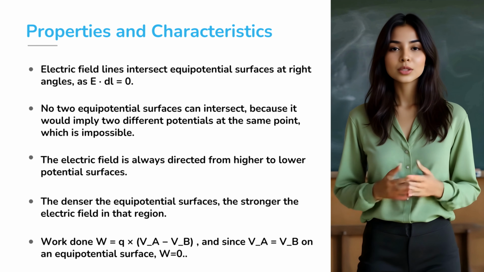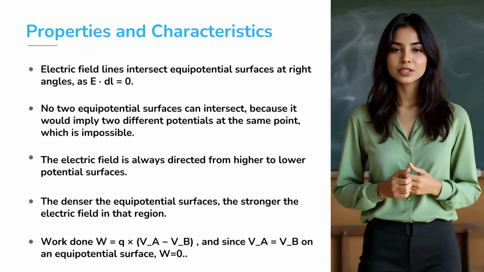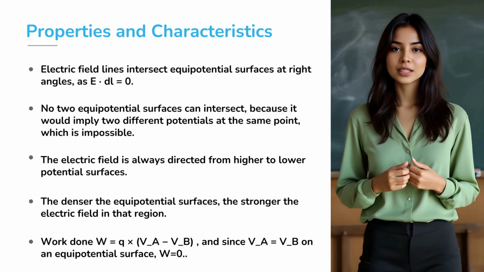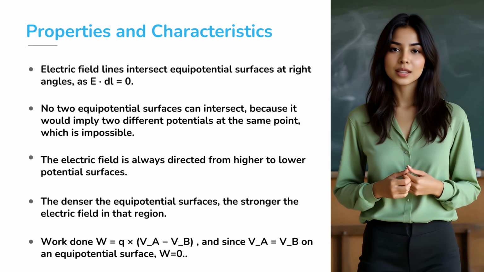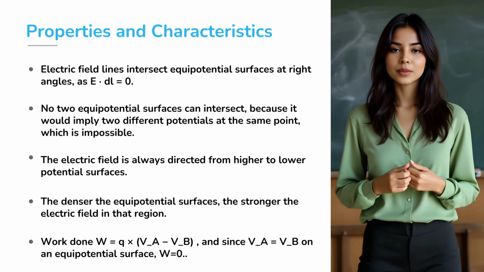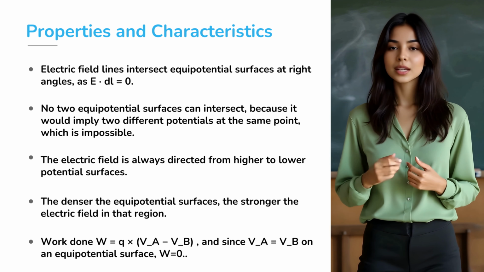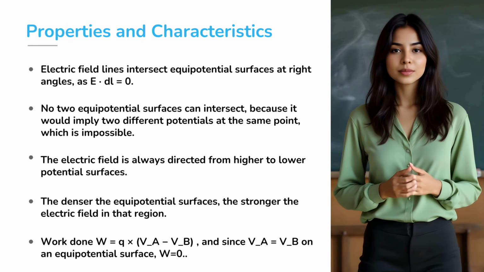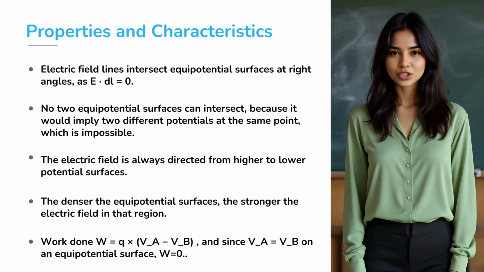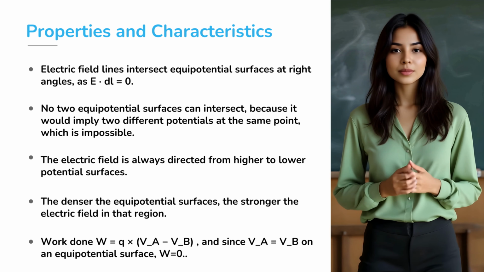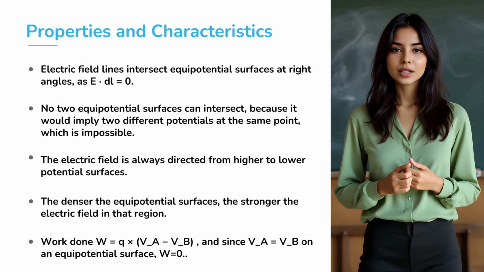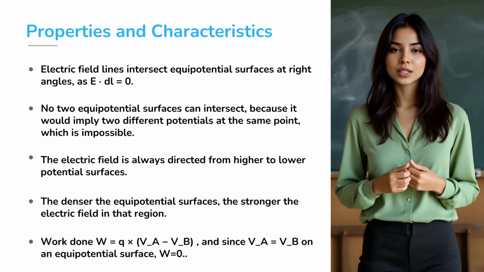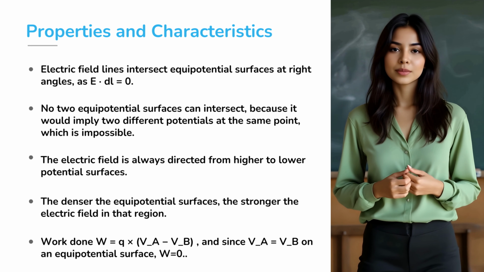Let's go deeper into the behavior of these surfaces. One key point: electric field lines always intersect equipotential surfaces at right angles. Why? Because there's no component of the electric field along the surface. Now, can two equipotential surfaces intersect? The answer is no, and here's why. If they did, that single point would have two different potentials, which is impossible.